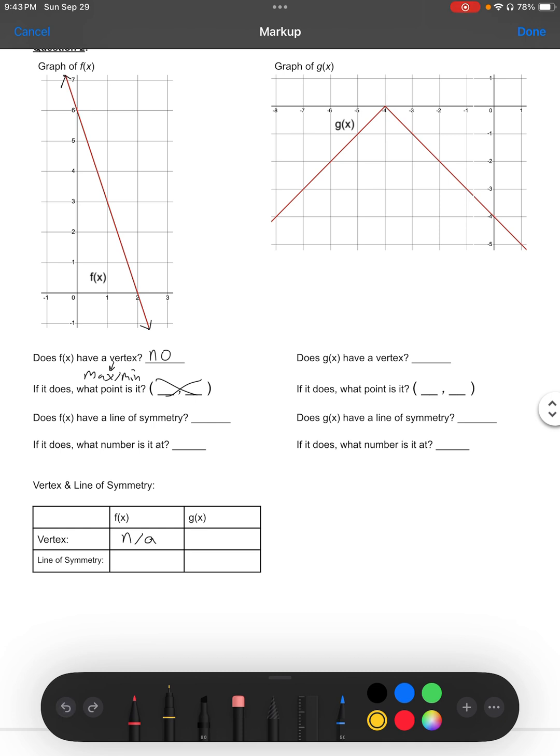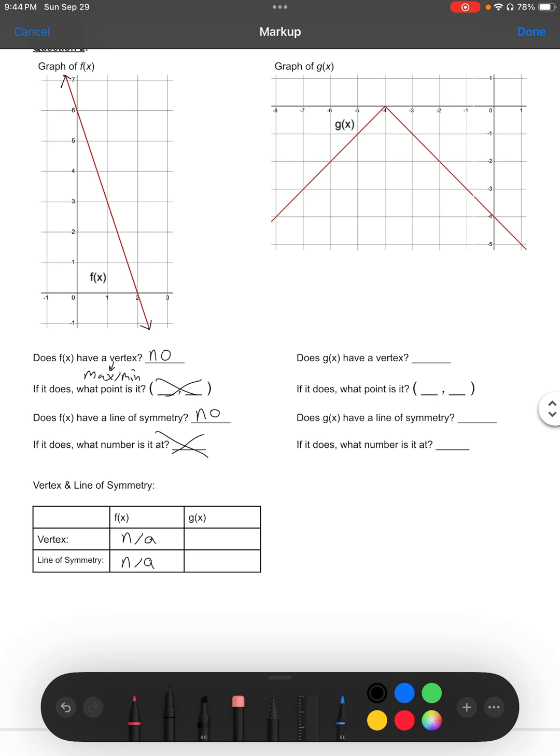There is no line that you can put on the graph for f of x that would make it the same on both sides. So once again, f of x does not have a line of symmetry, and so therefore there is no number where it is at. So f of x does not have a line of symmetry. If you have a graph that's just a straight line like f of x is, it's not going to have a vertex, it's not going to have a line of symmetry.